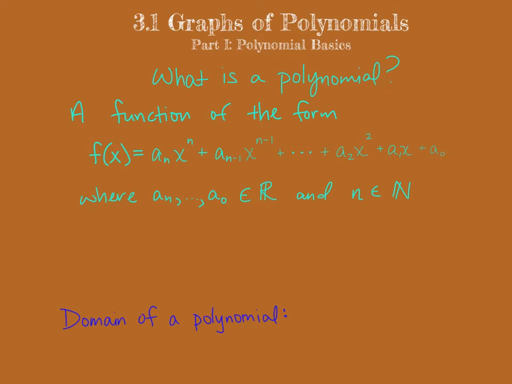All right, the domain of a polynomial is all reals. So the domain of a polynomial is all reals, and of course we know from experience that we can write that as from negative infinity to positive infinity.